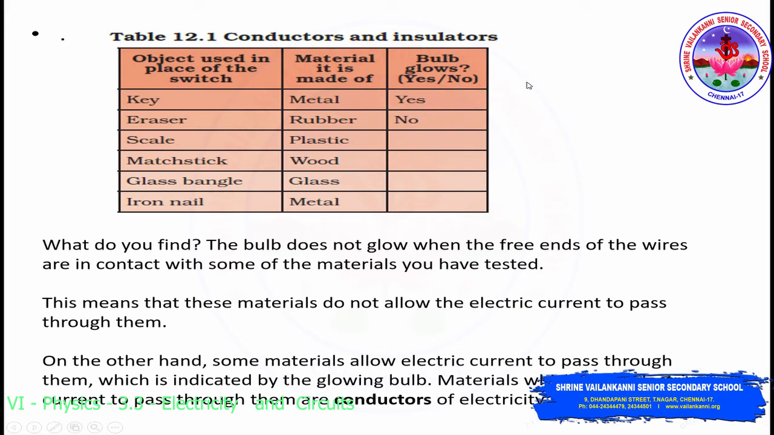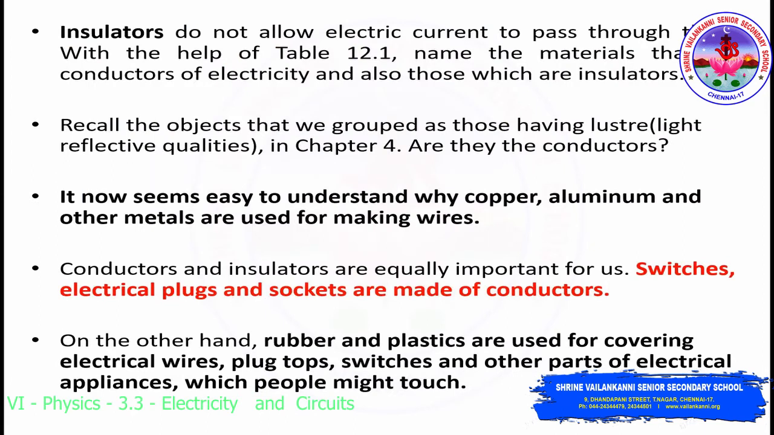So if it is yes, you can come to a conclusion: yes, it is a conductor of electricity. If it does not glow, it is an insulator, that is, it does not conduct any electricity. So you can come to a conclusion: the materials that do not allow electric current to pass through them are known as insulators, and the materials that allow the electric current to pass through them are called conductors of electricity. You got it? So this is how you can easily differentiate between a conductor and an insulator.